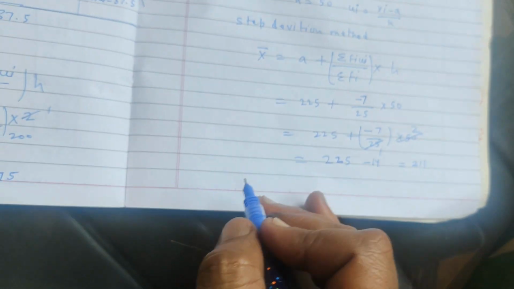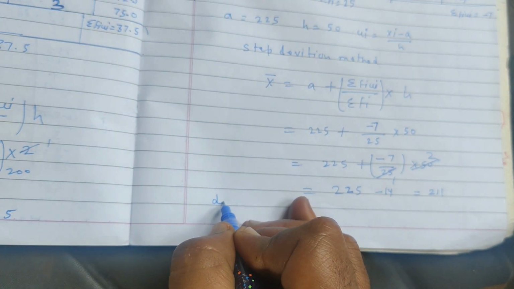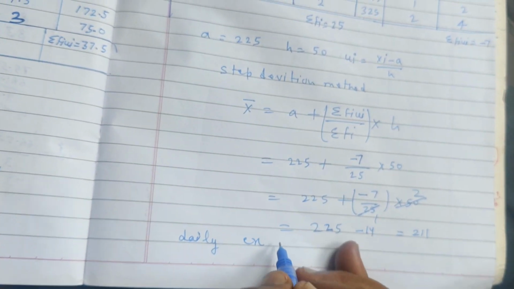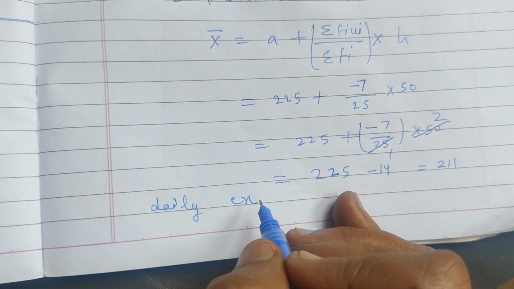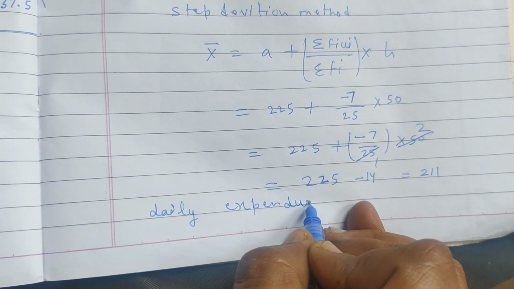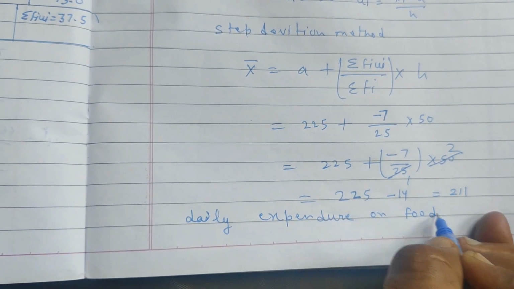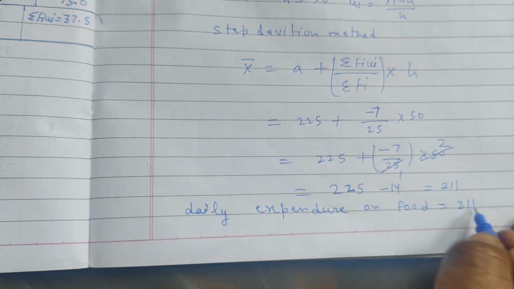So the mean daily expenditure on food is 211 rupees.